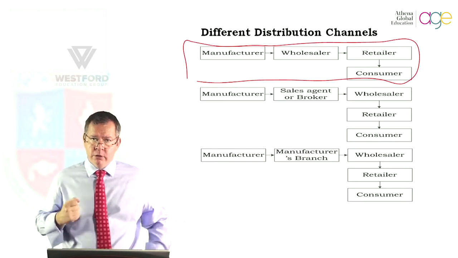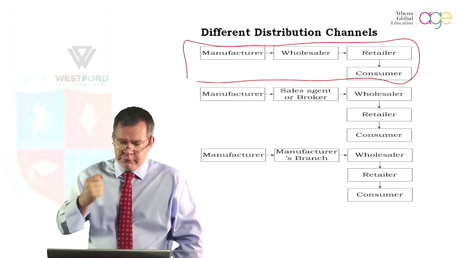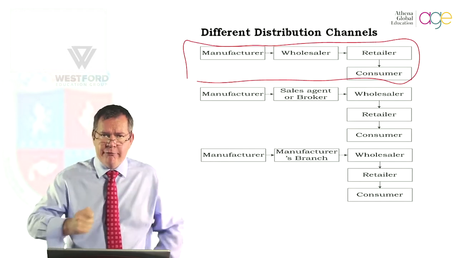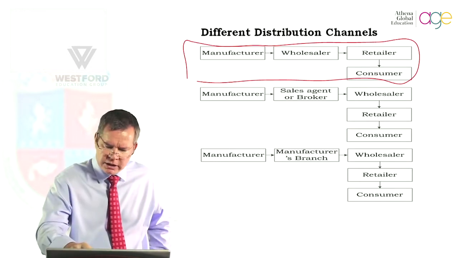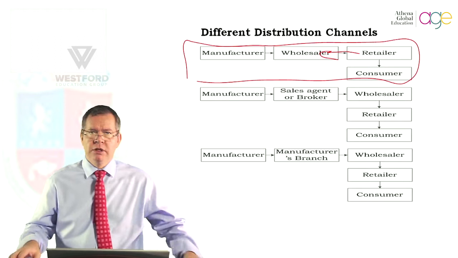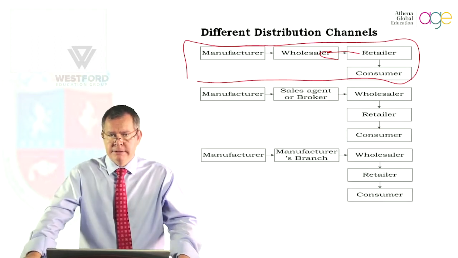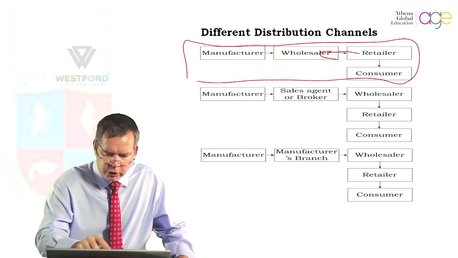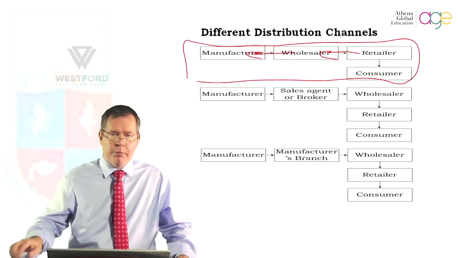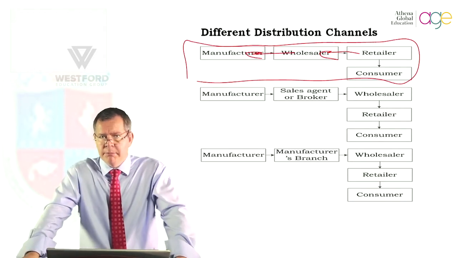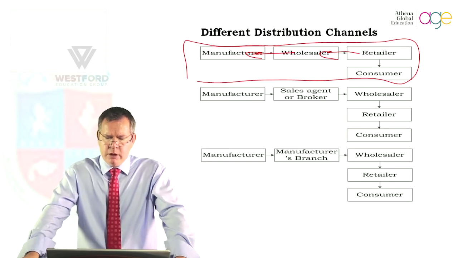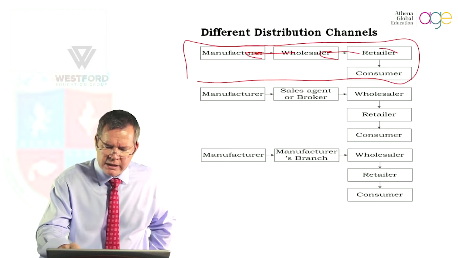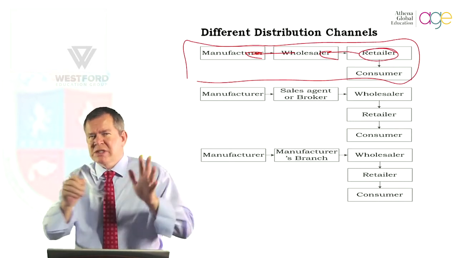In other words, if you are the purchaser, the procurement manager for the retailer, you can see that your point of interaction will be with the wholesaler. And if you are the purchasing manager for the wholesaler, you can see that your point of interaction will be the manufacturer.